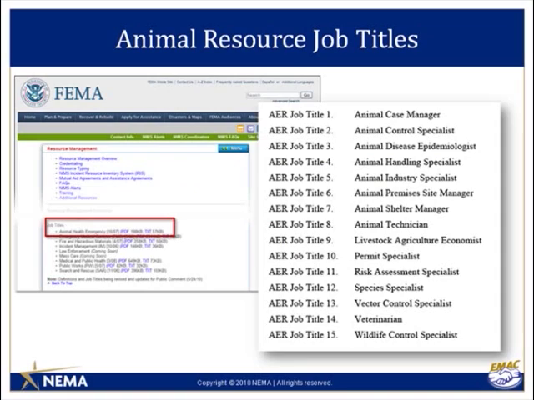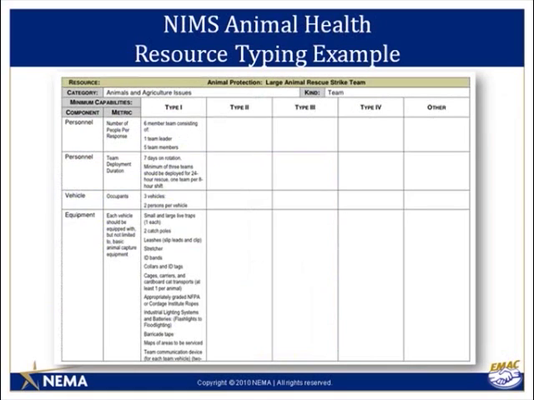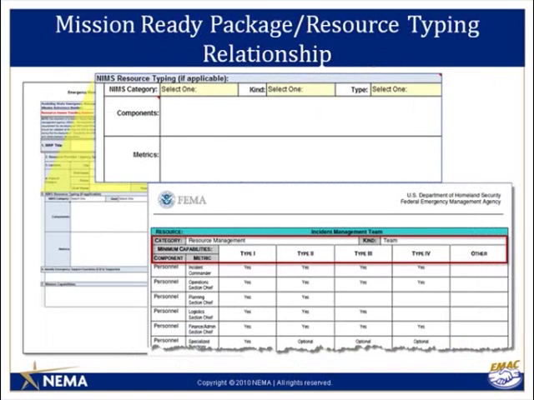These are the job titles that are associated with the NIMS Animal Health Emergency Typing Initiative. And here you can see an example of the typing scheme and the mission capabilities for, in this instance, a large animal rescue strike team. If you look closely at the template, you will see that each resource has a name, a category, and a kind, whether it's an individual or team. In this case, it is a team. It has minimum capabilities under the components and the metrics designed for that particular kind, and it's also typed 1 through 4.